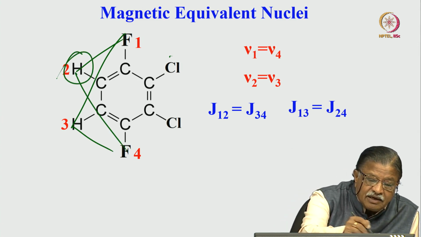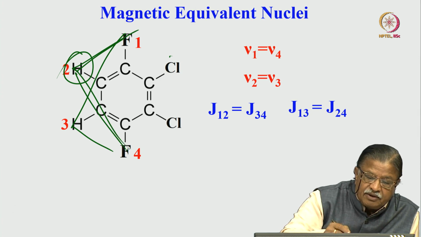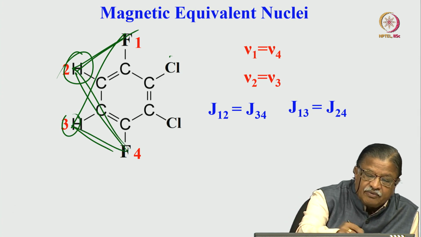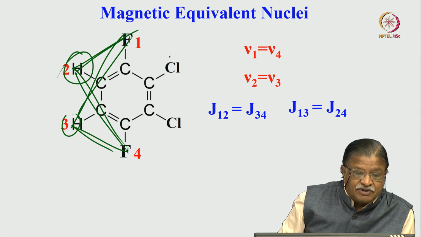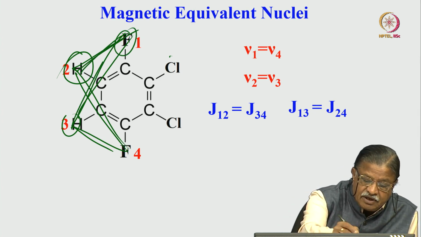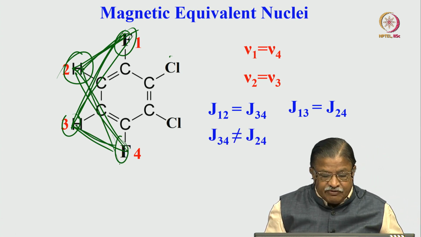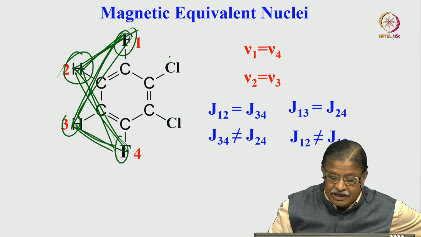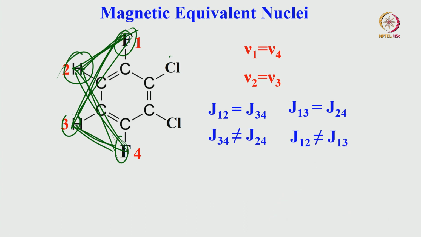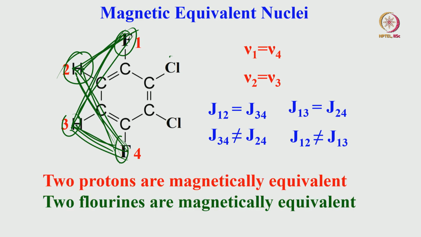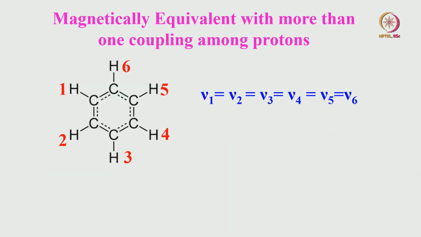That means each proton experiences 2 couplings: for this proton 1-2 and 2-4, for this proton 3-4 and 1-3. Each proton experiences 2 couplings. Similarly, each fluorine experiences 2 couplings. The interesting thing is that 3-4 is not equal to 2-4; they are different. But each proton experiences 2 different couplings, and each fluorine experiences 2 different couplings. That means the 2 protons are magnetically equivalent and the 2 fluorines are also magnetically equivalent.